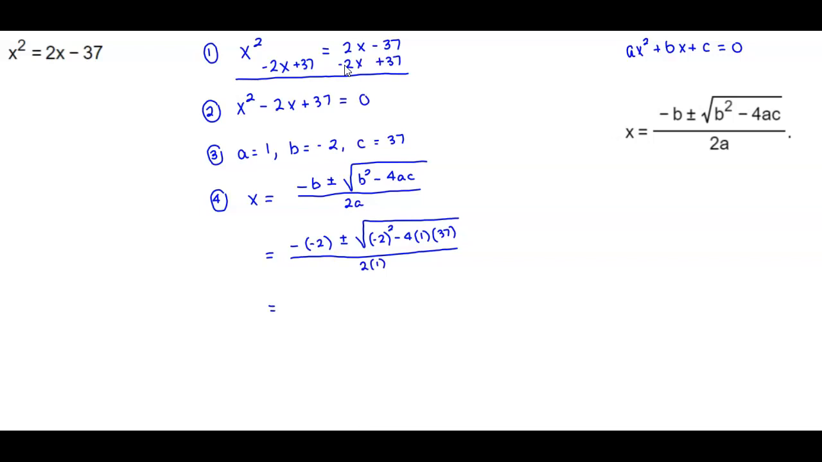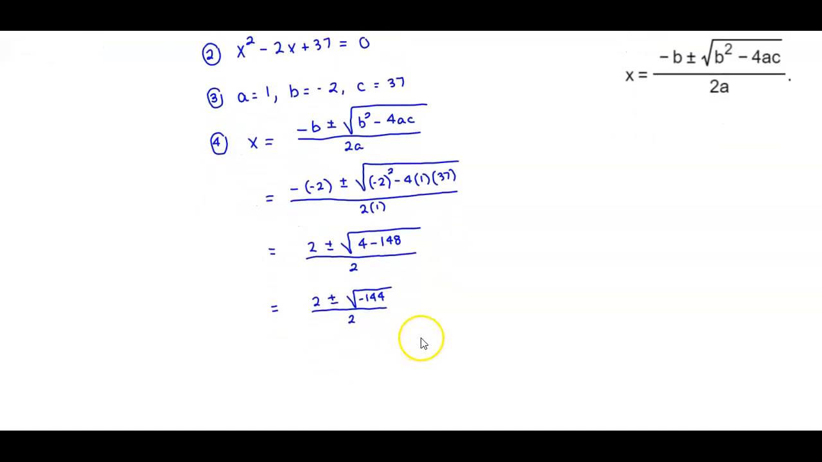Okay, now let's go ahead and simplify a little further. A negative times a -2 is going to give us a +2, plus or minus, well, -2 squared is 4. And then we need to subtract 4 times 37. 4 times 37 is 148. And then we're going to divide that by 2 times 1, which is 2. Simplifying a little further, we have 2 plus or minus, well, 4 minus 148 is going to give us -144, and that's over 2.